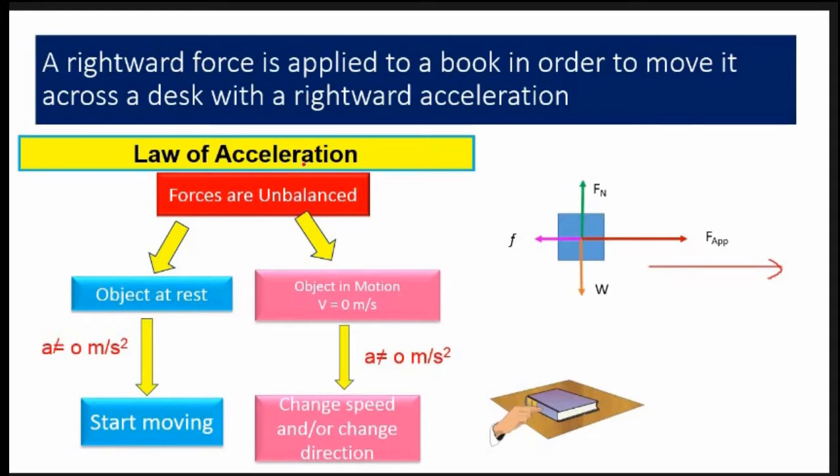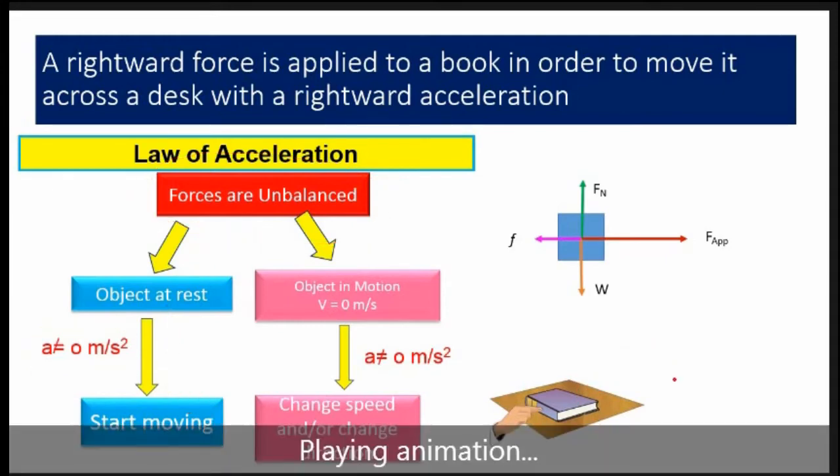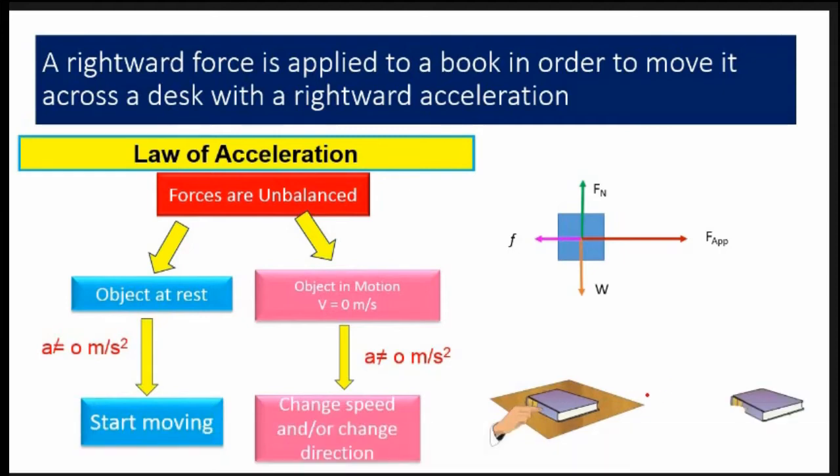Why? Because of the law of acceleration, which states that if the forces are unbalanced, an object at rest, just like this book here, will start moving. Therefore its acceleration will no longer be zero, but it will have some value. So it moves from this side.